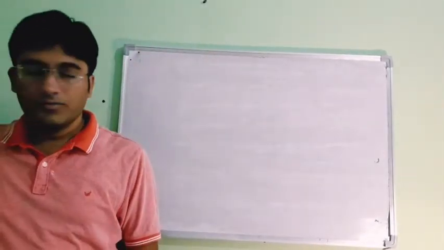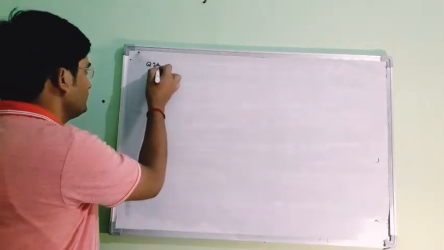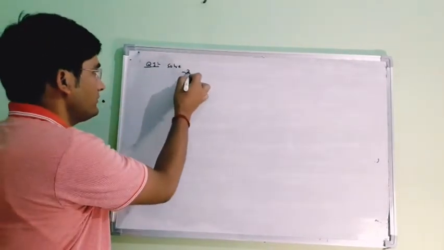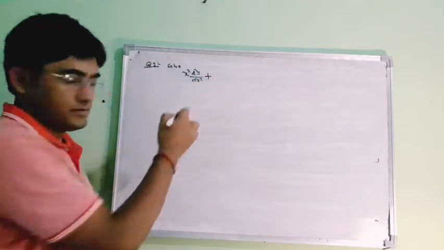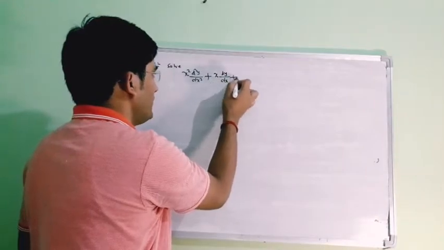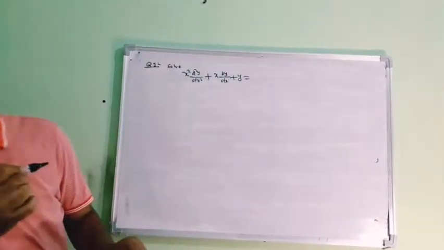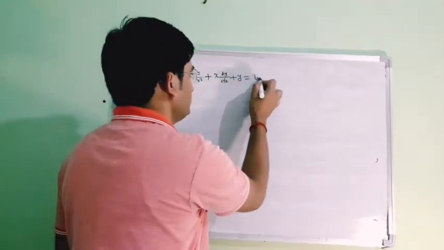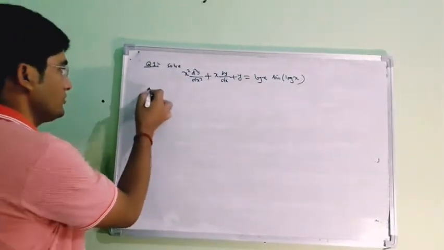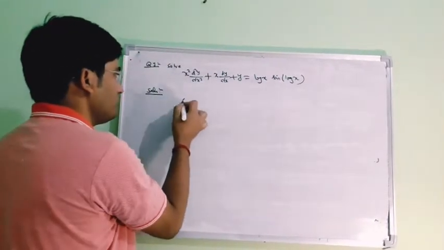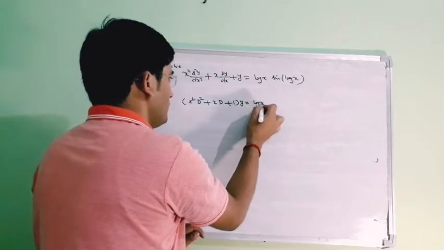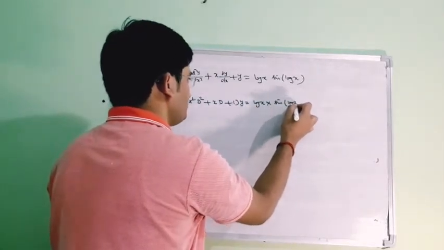Okay. Now let us solve a few questions. Question number 1. Solve x squared d2y on dx2 plus x dy by dx plus y equal to log x into sin log x. Let us solve this question. So solution: this equation can be written as (x square d square plus x d plus 1) of y equal to log x into sin log x.